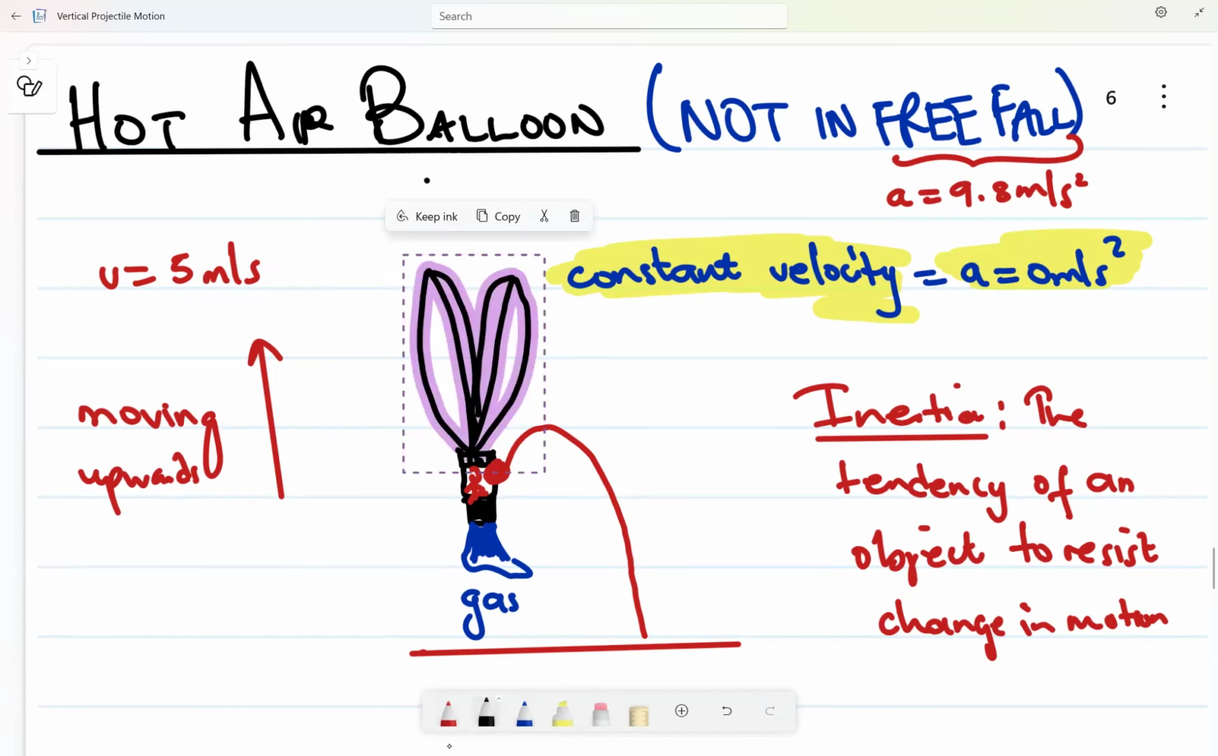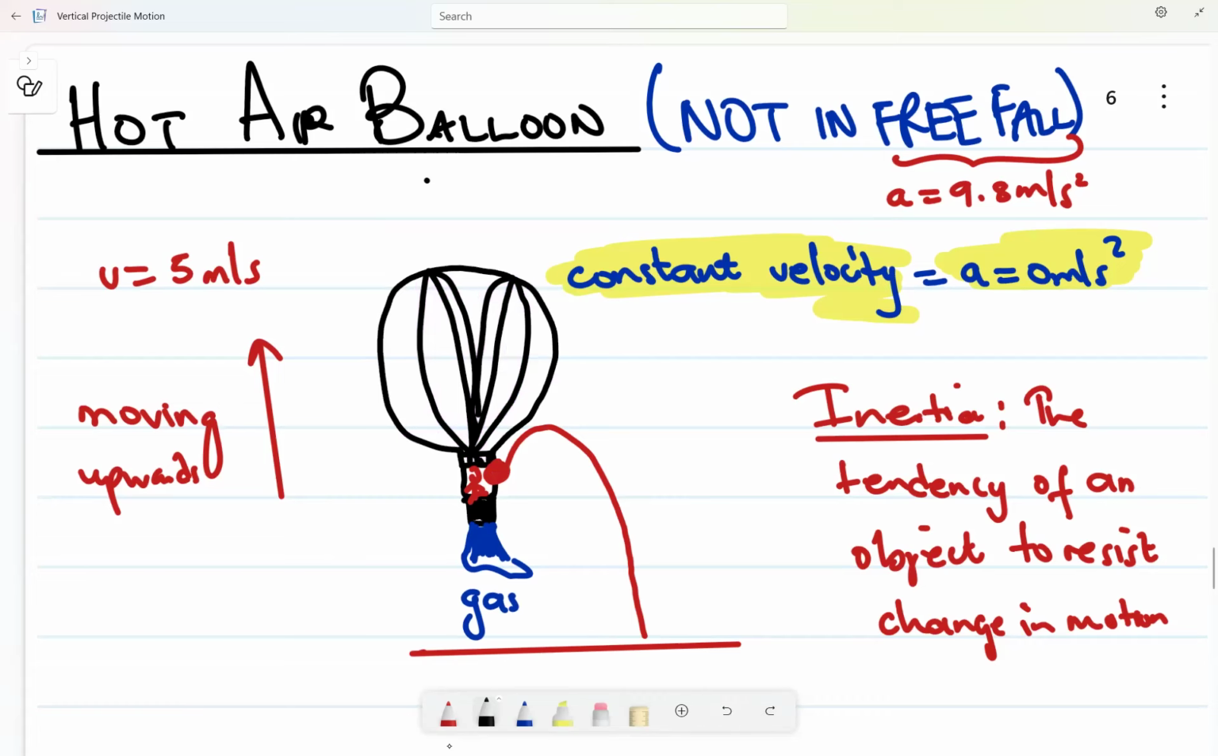Since they were all moving at a velocity of 5 meters per second, even though it is dropped, it will move upwards a little bit. Why? Because it still has that velocity of 5 meters per second before gravity acts on it. Only gravity acts on it. So with that velocity of 5 meters per second trying to go upwards, it will reach a maximum height, and then it will eventually go downwards.